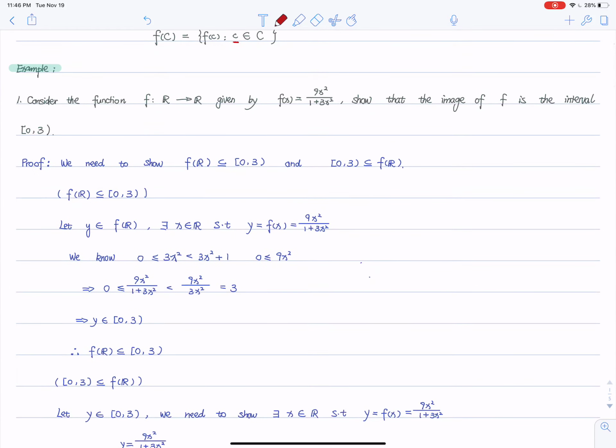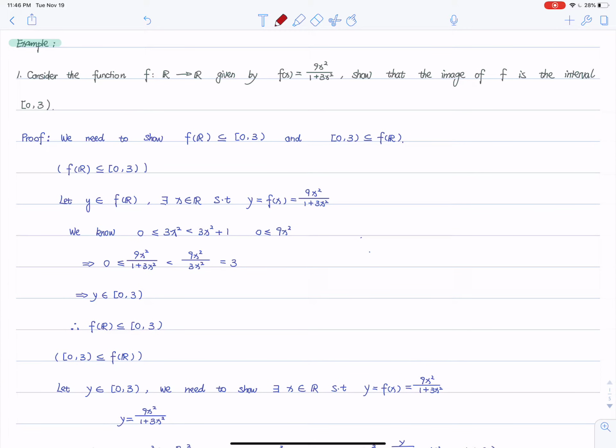Anyway, the first example. We have a function from R to R, given by f(x) = 9x squared over 1 plus 3x squared. And I want you to show that the image of the function f is the interval from 0 to 3.